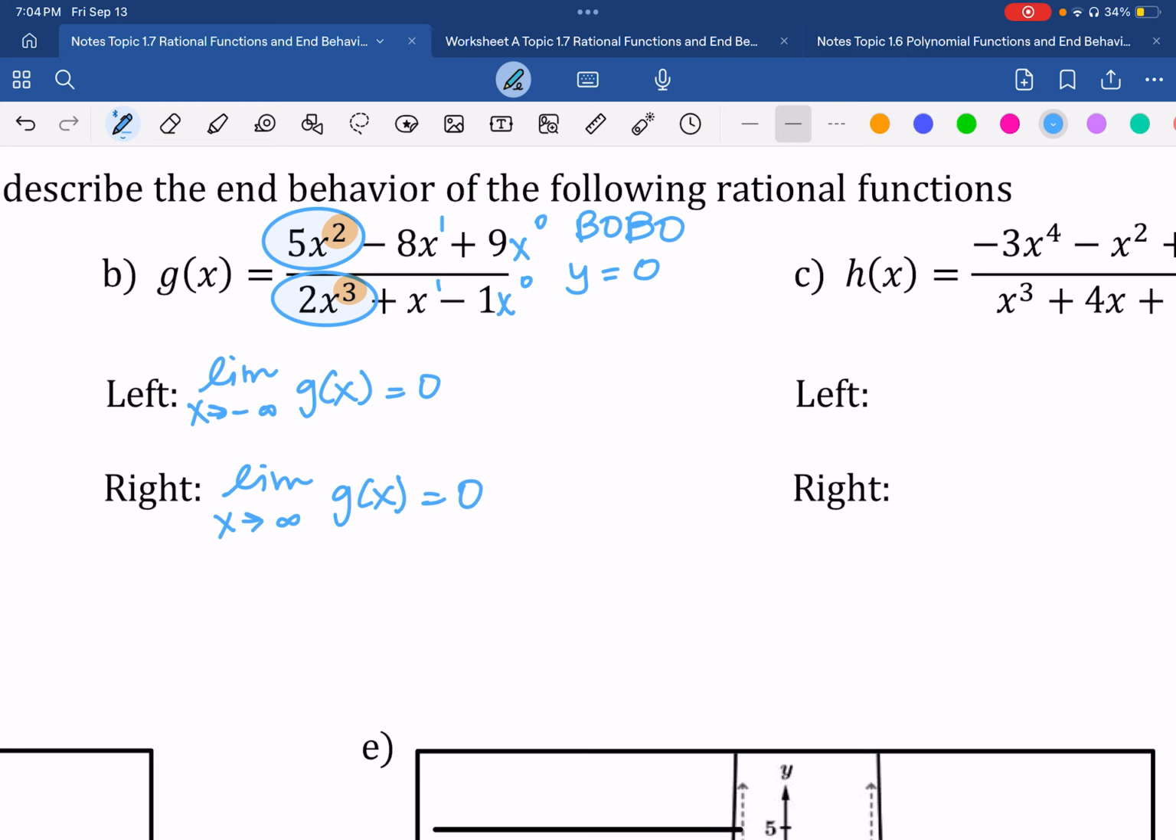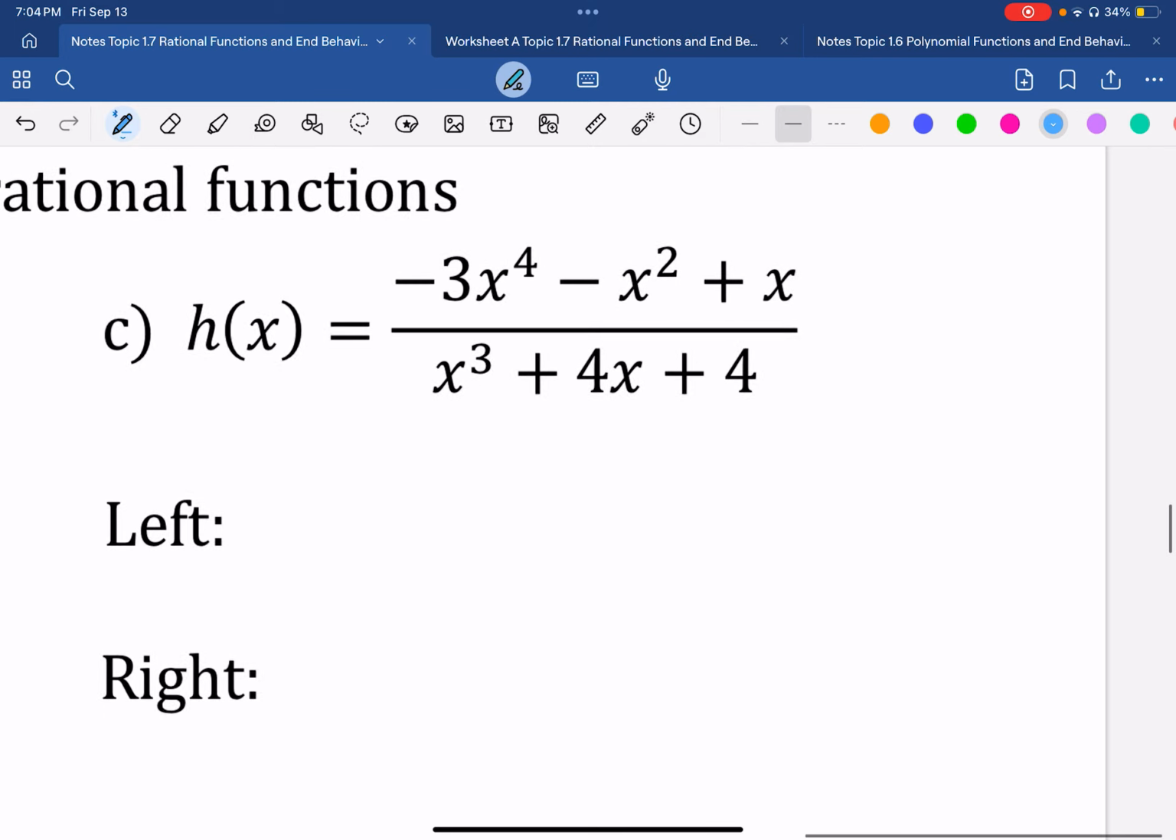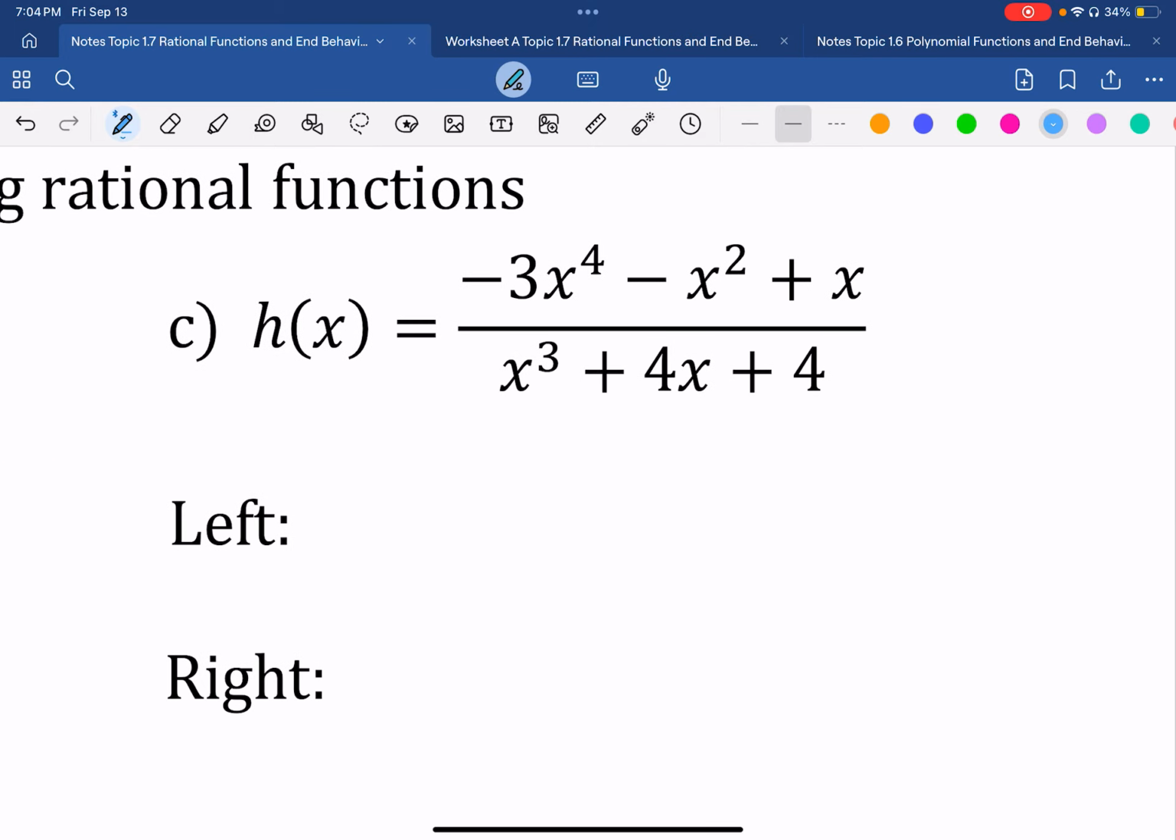Okay, let's do another one. Here we have negative 3x to the power of 4 minus x squared plus x to the power of 1, divided by x cubed plus 4x to the power of 1 plus 4x to the power of 0. The leading term would be negative 3x to the power of 4 because it has the biggest exponent, and in the denominator it would be x cubed because it has the biggest exponent. The exponent was 4 in the numerator, 3 in the denominator. I am bigger on the top, so this will be a case of BOTTOM.